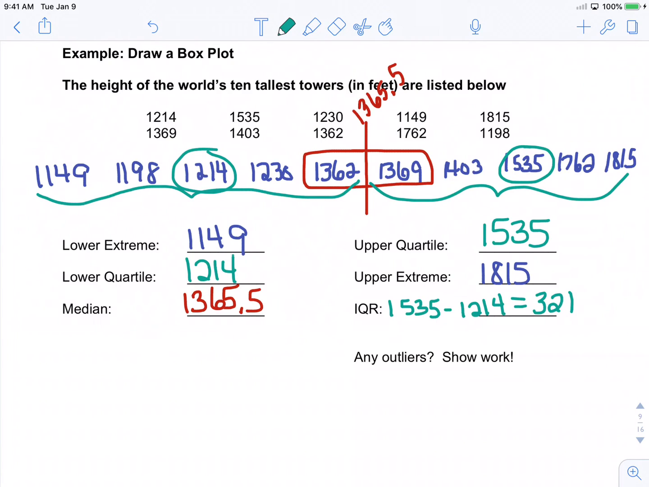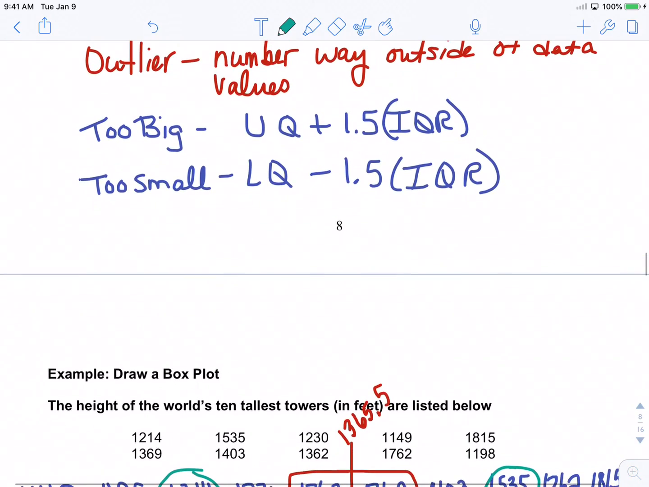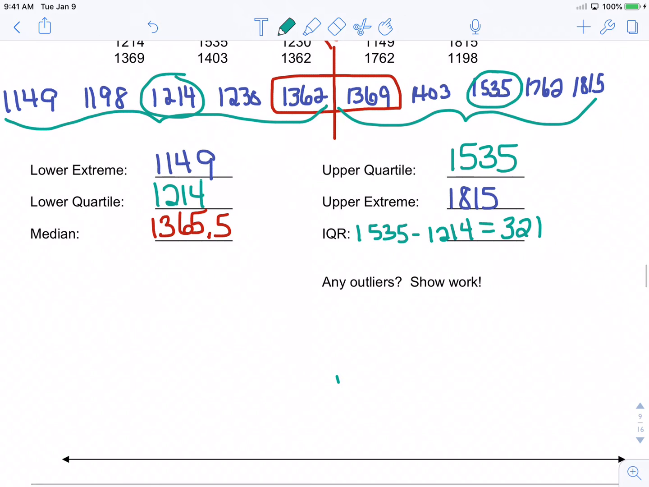And then the last thing we're going to look at is, is there an outlier in this group of data? To do that, we're going to use the two little formulas above. Is there an outlier, or are there outliers? There could be more than one. To find the outlier, we have to find two values to determine if there's a number too big or too small. These act as boundaries for us.